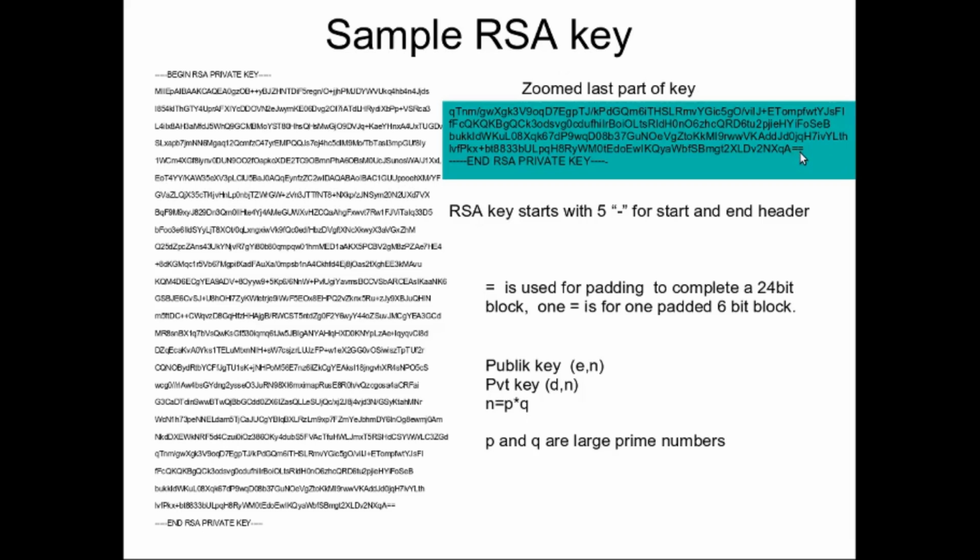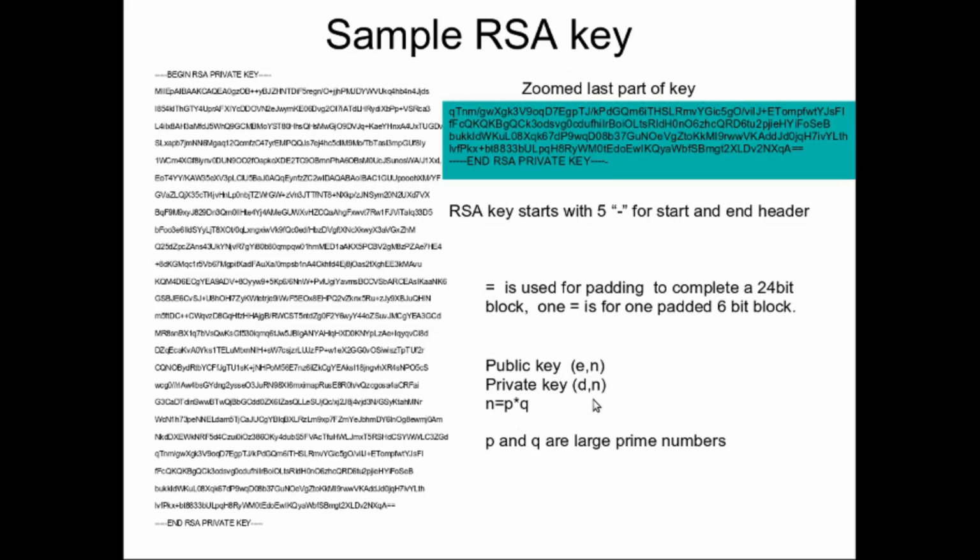What are these equal signs? As I said, equal signs are for padding. If you are left with a shortage of bits at the end and it's not making your 24-bit block, then for whatever bytes are left, you just pad with an equal sign. Like here you see 2 equal signs, which means 2 bytes. Just to briefly touch on RSA, its public key is (E, N), and the private key is (D, N). E is for encryption, D is for decryption, and vice versa.